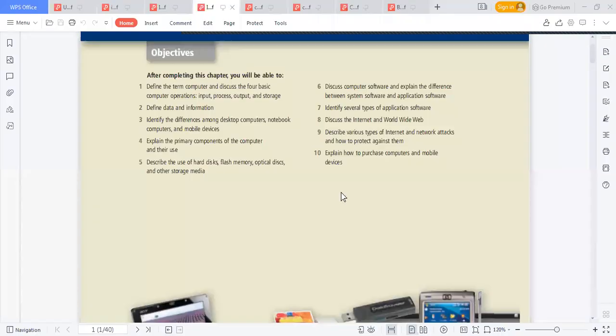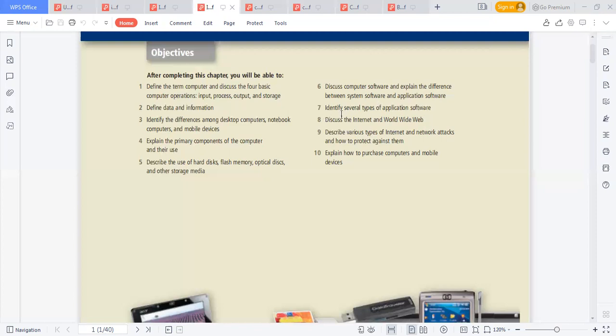From this chapter, the objectives will be: define the term computer and discuss the four basic computer operations: input, processing, output, and data storage. And we will define data and information, identify the differences among desktop computers, notebook computers, and mobile devices, explain the primary components of the computer and their uses. We have to describe the uses of hard disk, flash memory, optical disks, and other storage media. Number 6, discuss the computer software and explain the differences between system software and application software.